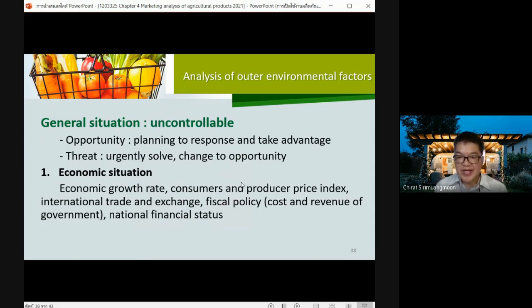Or what about international trade and exchange? You have some profit or some loss from export or import, and also the total cost and the revenue, the money that the government has, whether it has enough money or not. So this is the outer environment, and also the national financial status. Are we in debt to another bank, like the World Bank, or not? National financial status.